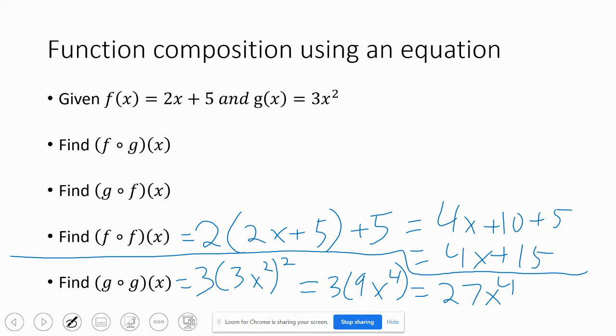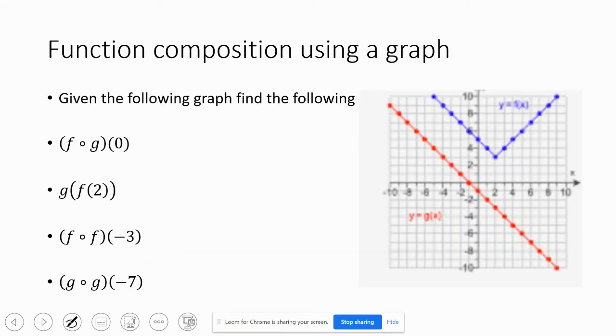Composition with graphs. Now, composition with graphs, students find to be the hardest. And you have to do this slowly. So you put your number into the equation. So the line is g of x, and the absolute value function is f of x. Okay, so this is f, and this is g.